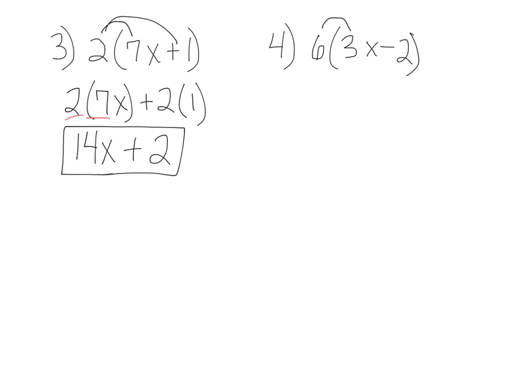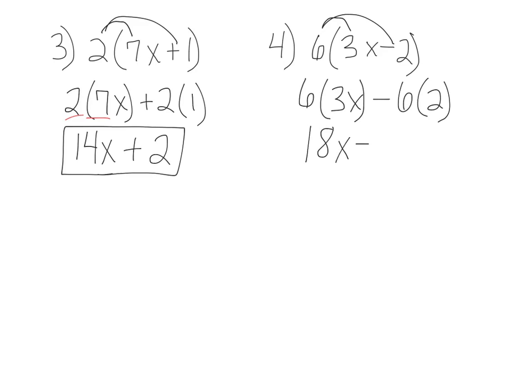Number 4, we distribute, so it would be 6 times 3x minus 6 times 2. So 6 times 3x, if we were doing 6 times 3, would be 18. So 6 times 3x is 18x. And then 6 times 2 is 12. So 18x minus 12.